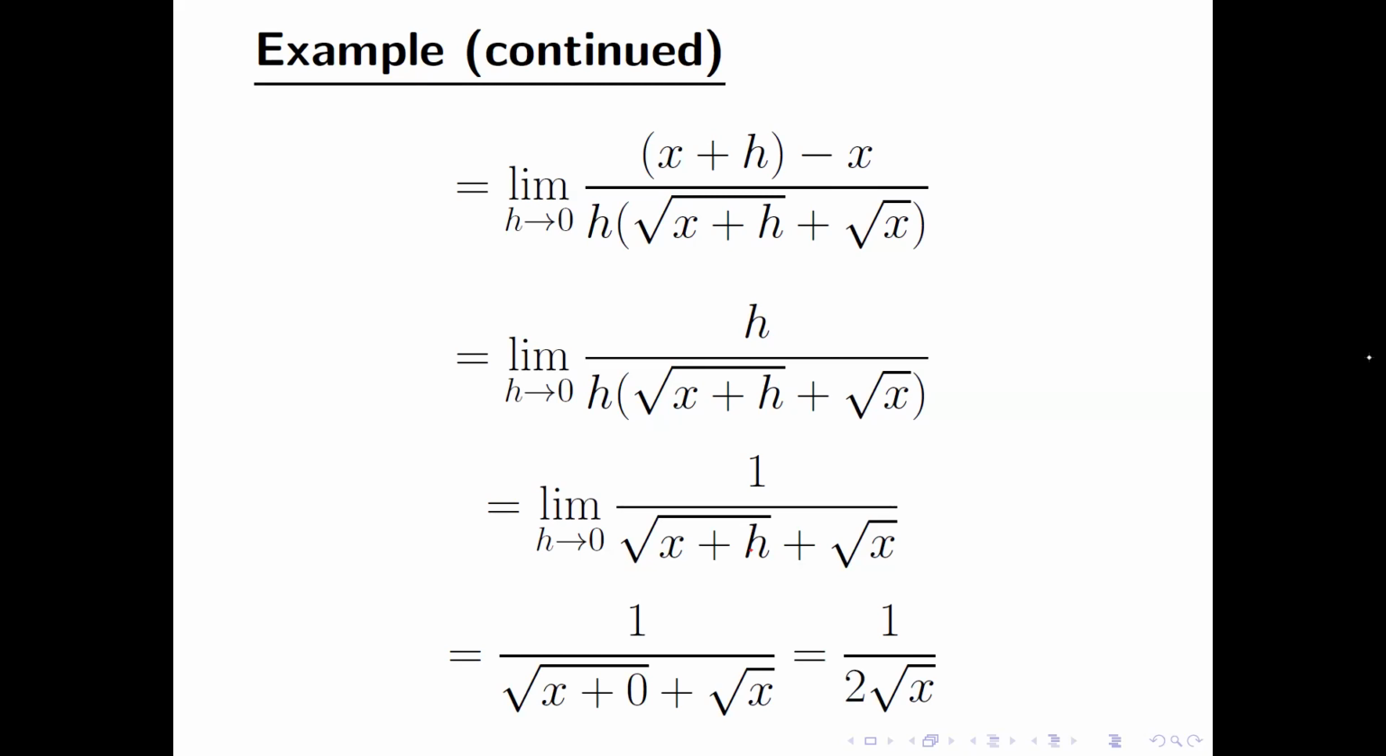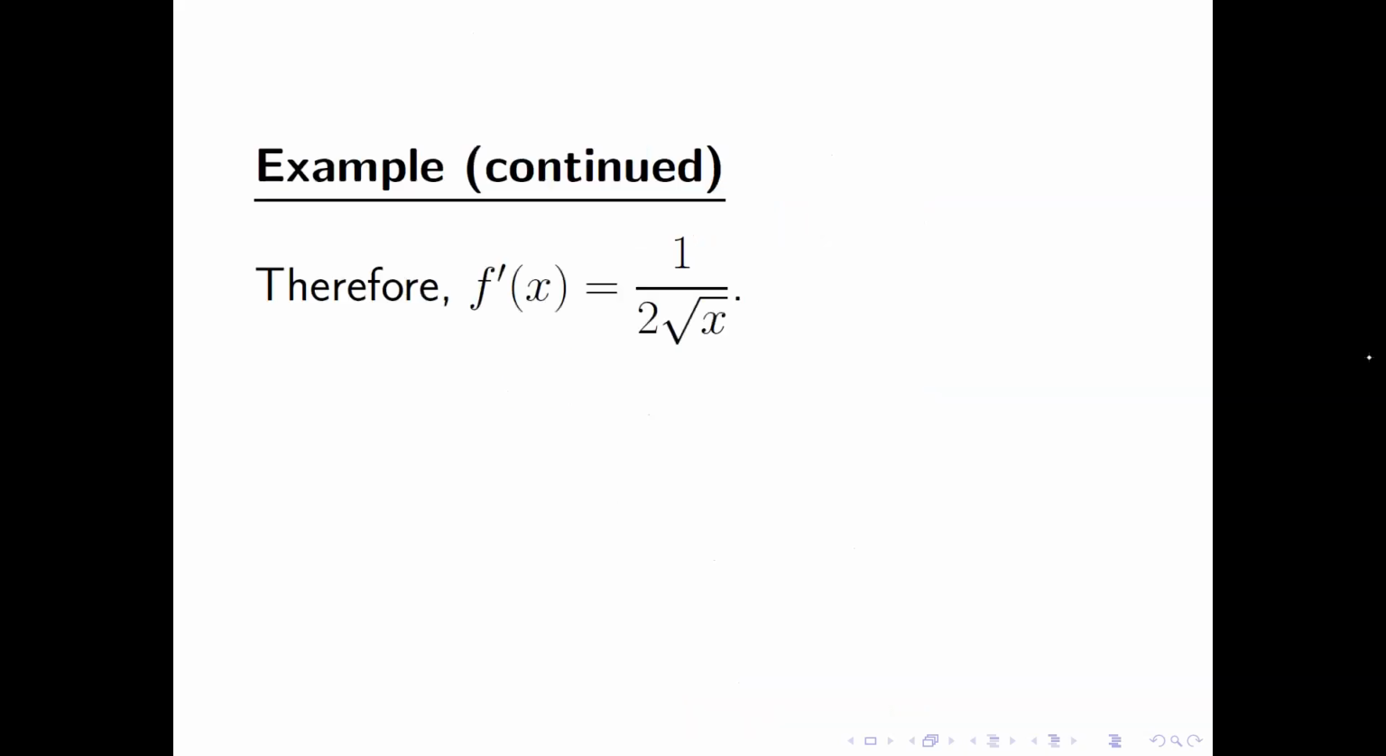So it means that the first derivative, or the derivative of that function, or the slope of a tangent line of that function, which is f of x equal to the square root of x, is equal to 1 over 2 the square root of x.